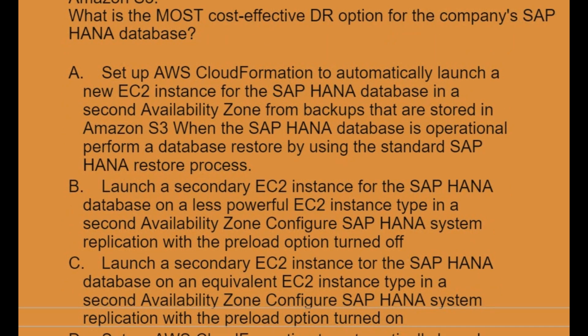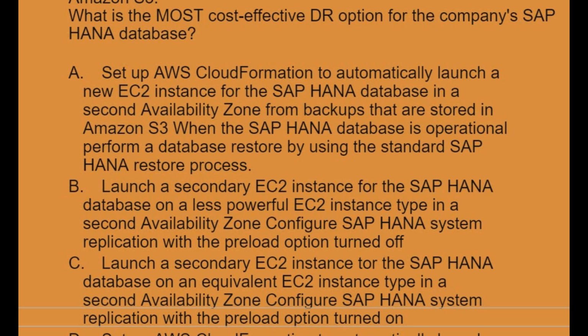Option A. Set up AWS CloudFormation to automatically launch a new EC2 instance for the SAP HANA database in a second availability zone from backups that are stored in Amazon S3. When the SAP HANA database is operational, perform a database restore by using the standard SAP HANA restore process.